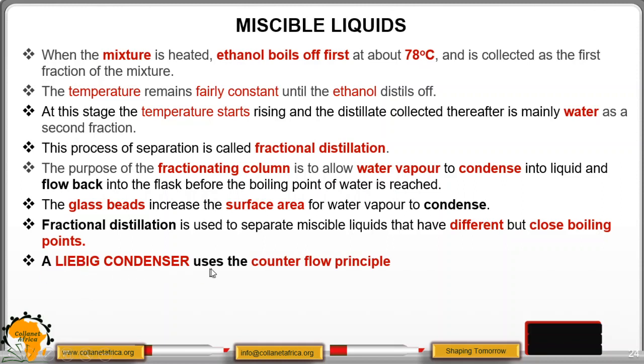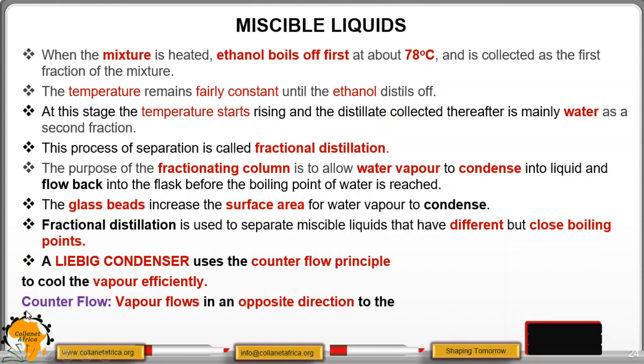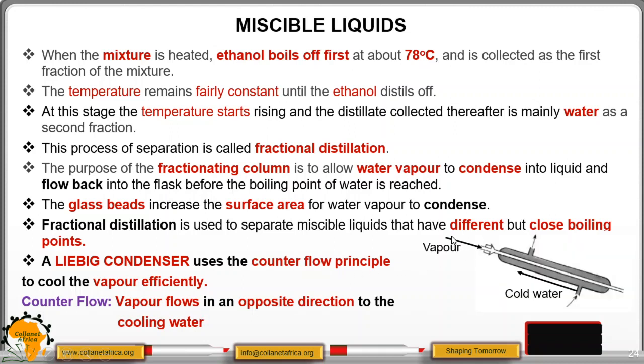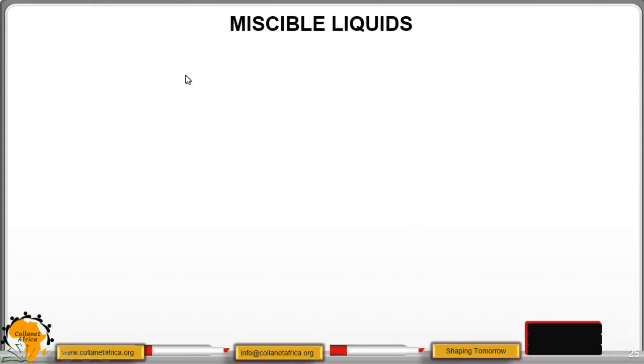A Liebig condenser uses the counterflow principle to cool the vapor efficiently. The counterflow means the vapor flows in one direction while the cooling water flows in the opposite direction. So there is an opposite movement of the vapor and the cooling water. We have the vapor here going that way while the cold water is moving this way.